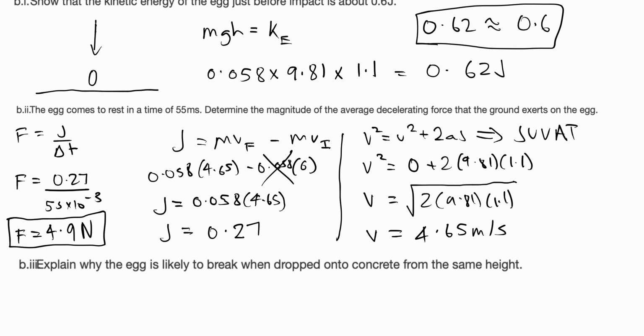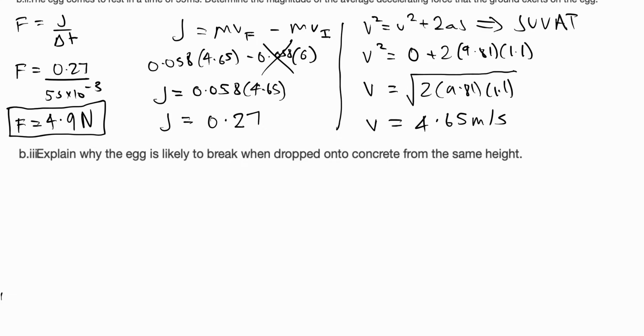And finally, explain why the egg is likely to break when dropped onto concrete from the same height. Now, how will we solve this question? This is some theory here, but it's nothing too hard, okay? Essentially, if you think of the ground, the grass can serve as a cushion, right? The grass serves as a cushion. So what does this do? The grass actually increases the stopping time, right? It gives the egg some more time before it truly hits the ground. It increases the stopping time.